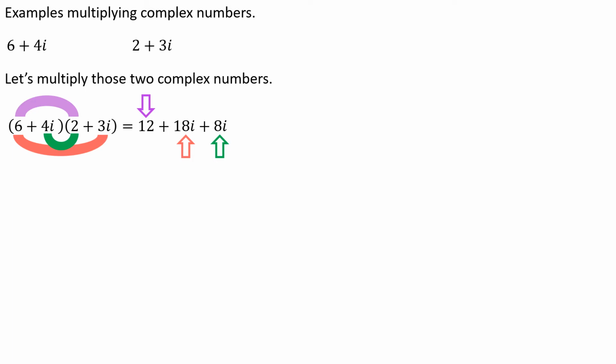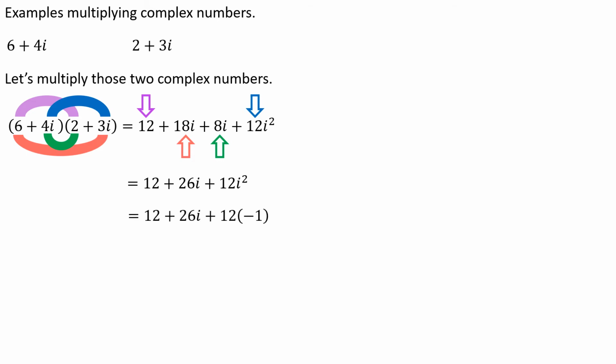Now here comes the one that's a little bit tricky. Last, I got to take the 4i, multiply it by the 3i. Now, of course, 4 times 3 is 12, but i times i is i squared. Now, it looks like O and I combine, right? 18i plus 8i becomes 26i. But we're not done. i squared is secretly -1. So that is 12 times -1 for the third term.